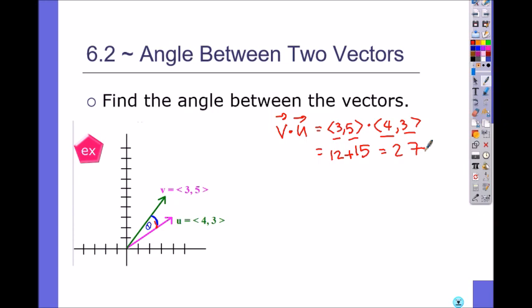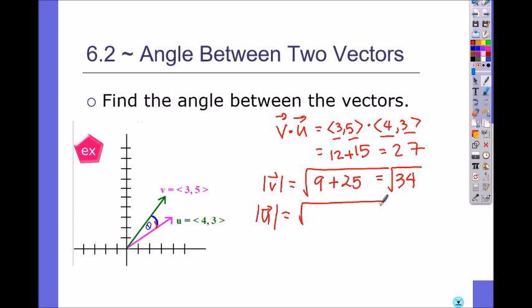What else do we need? We need the magnitude of vector v. So square root of 3 squared, 9, plus 5 squared, 25. So I get square root of 34, which I'll just leave as a radical, as an exact form. And what else do we need? The magnitude of vector u. So square root of 4 squared plus 3 squared, which has to be what? 5. 3, 4, 5.